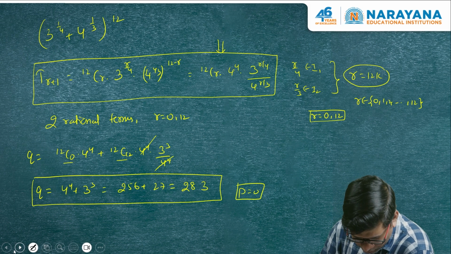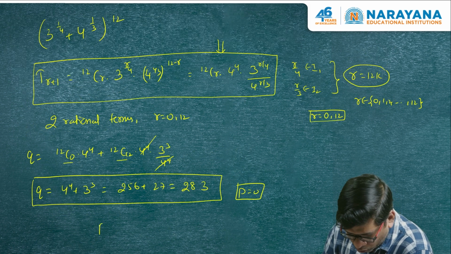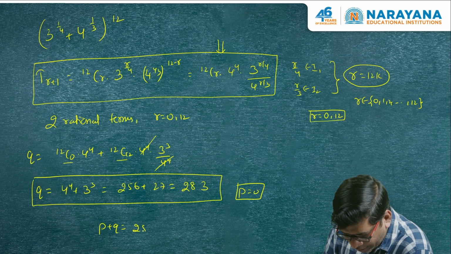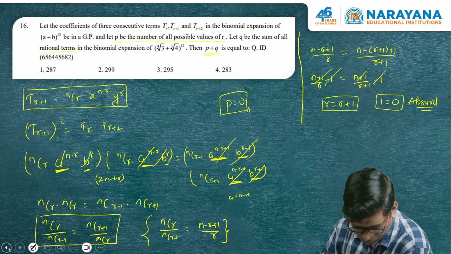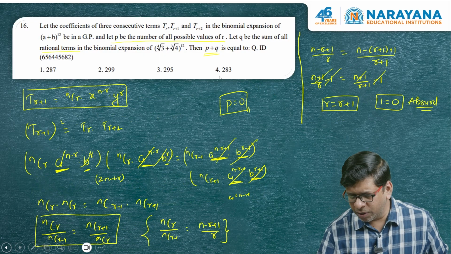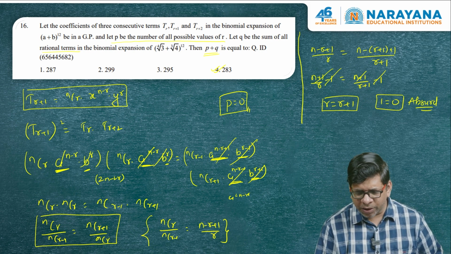What they're asking? They're asking you for the value of p plus q. So p plus q equals 283. 283 should be the correct answer for this question, and that is option number 4. Okay. So regular model question but tricky.